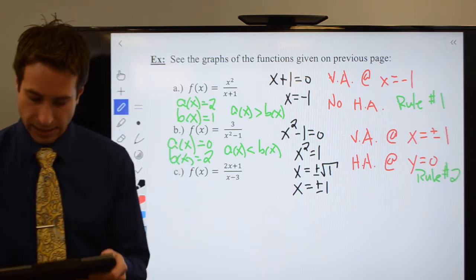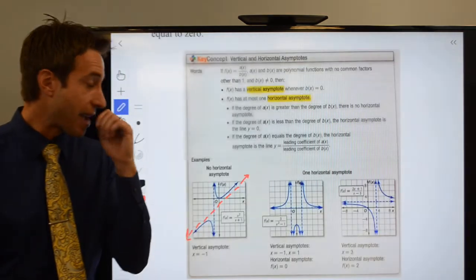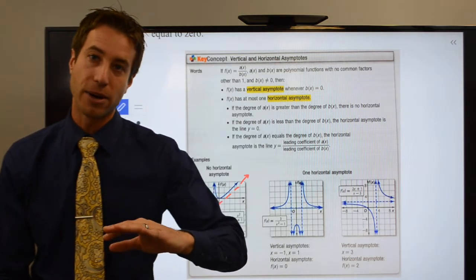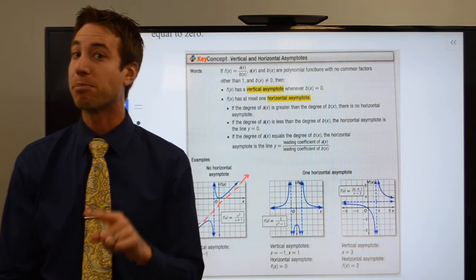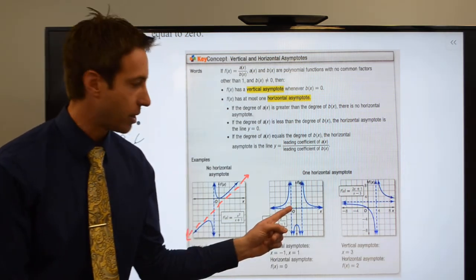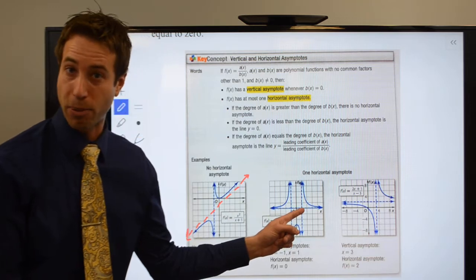Well, let's check and see. I go back here where I have actually graphed the function for you. We said, thanks to setting the denominator equal to 0, I should have a vertical asymptote at plus and minus 1. And look at that, I sure do. There's a vertical asymptote at negative 1. There's a vertical asymptote at positive 1.